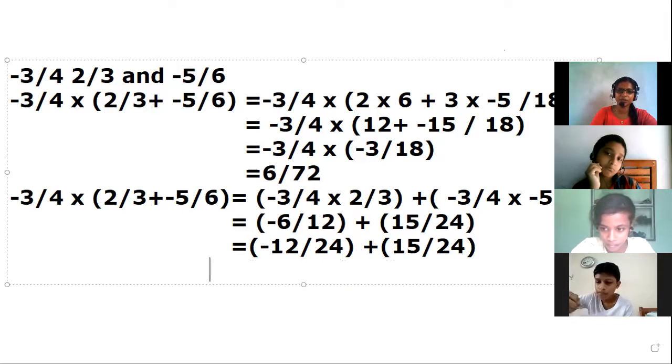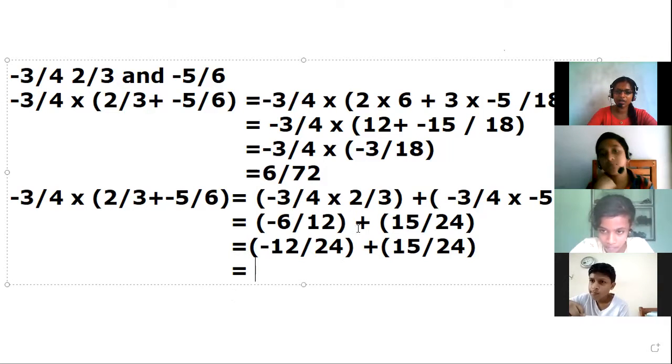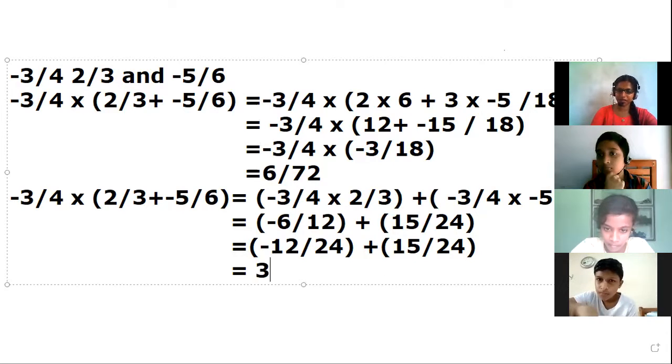Now the denominators are the same, and then we have to add the numerators. That is, the numerators are minus 12 and 15. What is the sum of minus 12 and 15? Is minus 12 the largest number? No, 15 is the largest number, so we have to put the positive sign. So the sum of minus 12 and 15 is 3. It is plus 3 divided by 24, because the denominators are the same. Is it?